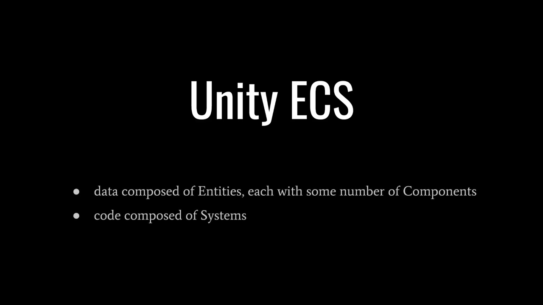ECS is an architectural pattern consisting of entities, components, and systems. An entity is a logical ID associated with any number of components, which are simply data elements. A system, meanwhile, is a unit of code that's executed in the game loop. Unity's ECS may be used in conjunction with Unity's game objects, or it may be used as a full replacement.